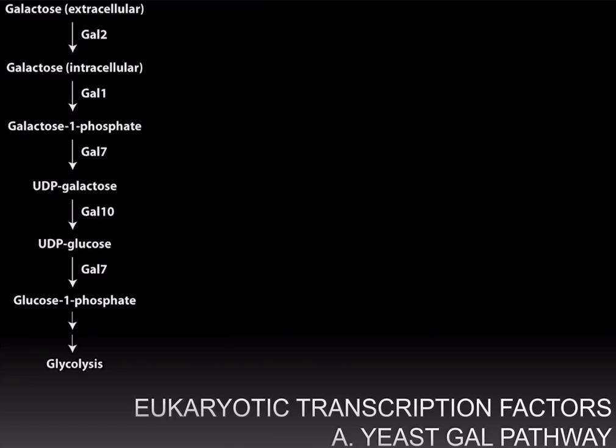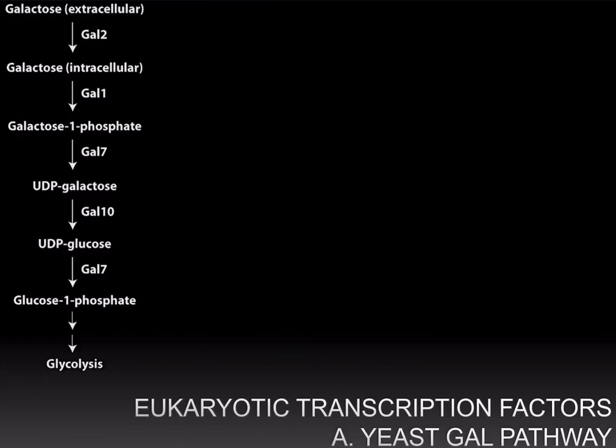A good example of how eukaryotic transcription factors act, or some general features of eukaryotic transcription factors, is the regulation of galactose catabolism in yeast. Just like E. coli are a model organism for the study of prokaryotic gene regulation, Baker's yeast, or Saccharomyces cerevisiae, is a model organism for the study of eukaryotic gene regulation.